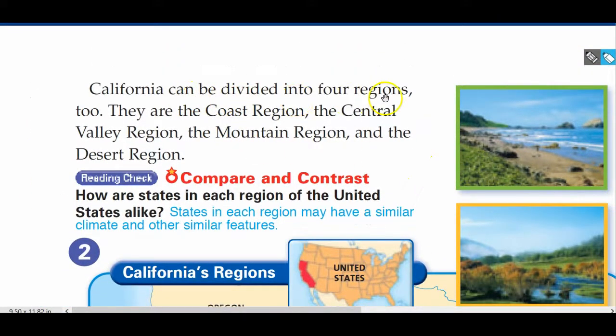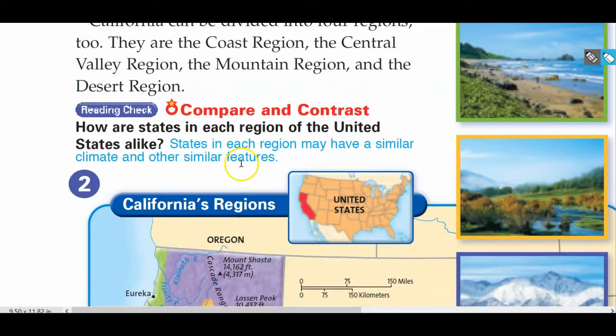It says California can be divided into 4 regions. Even within our state, there's 4 regions. There are the coast region because it's along the coast by the beach, right? The Central Valley region, the mountain region, and the desert region. So just by the names alone, which region do you think we live in? I said it yesterday. The Valley region, yes, because we're in the San Joaquin Valley. Because we don't live by the ocean, do we? No, and we're not in the mountains.